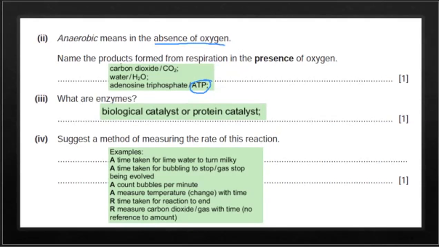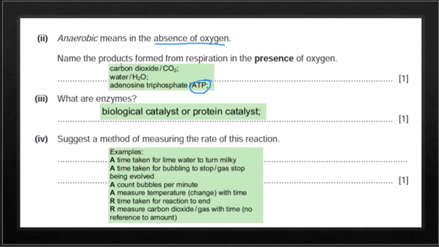So they ask you what's the name of the products that are formed? Carbon dioxide, water, and energy. Remember, respiration is the reverse of photosynthesis. Respiration is the reverse of photosynthesis.